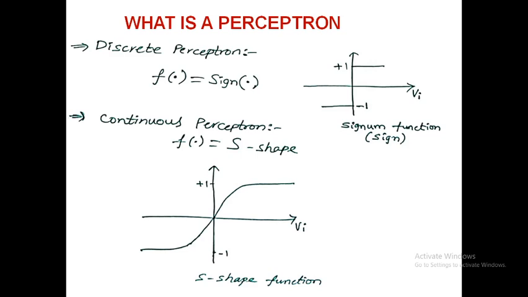If you are using the signum function as an activation function, then it will become a discrete perceptron. The same activation function, if you keep it as an S-shape function, means that instead of only getting plus 1 or minus 1, you will have a chance to get values such as 0.1, 0.2, 0.3, 0.4 up to plus 1. Likewise, based on the input, even minus 0.5 or minus 0.9, it is similar to the S-shape function. So if you provide this as an activation function, then it will become the continuous perceptron.